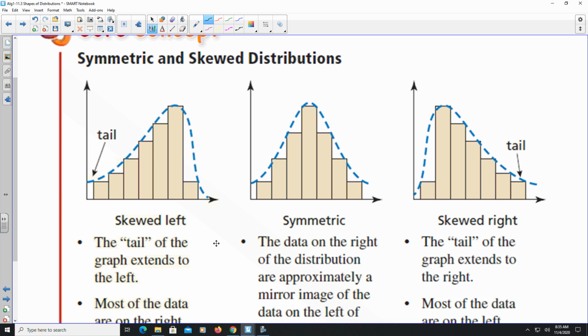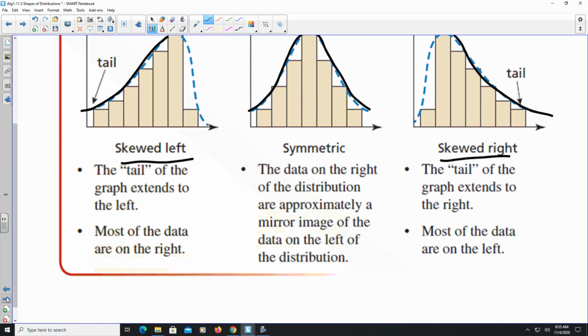What we can take from these histogram charts is we can develop some type of distribution and see if it's skewed either to the left or to the right, or if it's symmetric. Skewed left means that the tail of this distribution is more on the left hand side. Symmetric means it's equally left and equally right. And skewed right shows the tail is more on the right hand side of our histogram chart.